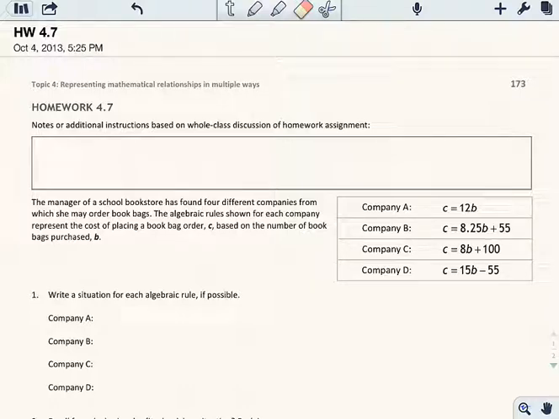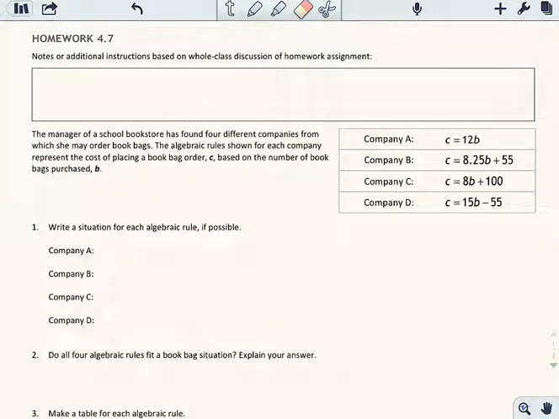Let's get some practice in. That's why we're here. Homework is practice, and let's just get to it.